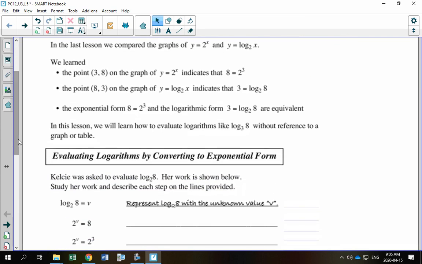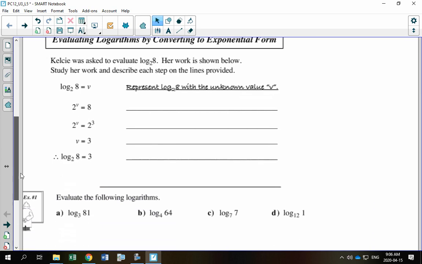Okay, so far we've looked at exponential graphs, comparing y equals 2 to the power of x and its inverse, y equals log base 2 of x. We've learned that the point (3, 8) on our exponential graph indicates that 8 equals 2 to the power of 3, and the point (8, 3) on a log graph indicates that 3 equals log base 2 of 8. The exponential form and the log form are equivalent. So in this lesson, we're going to learn how to evaluate logs without reference to a graph or a table. So let's take a look at what Kelsey here was doing.